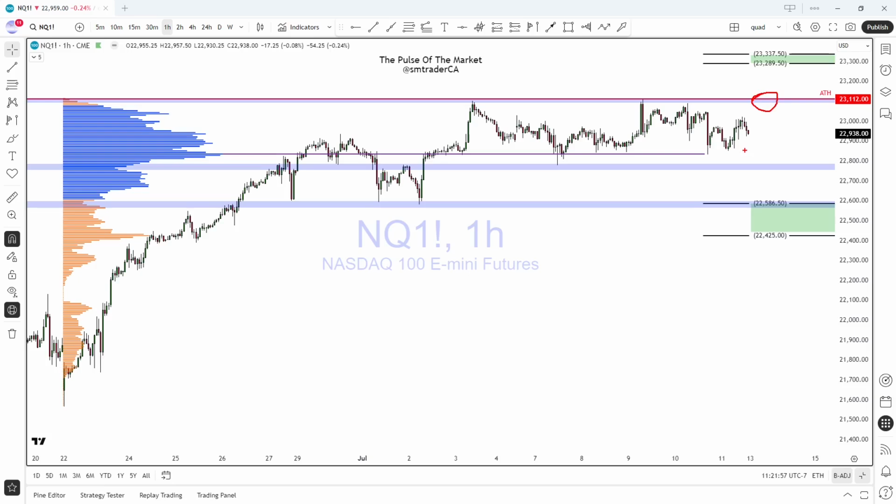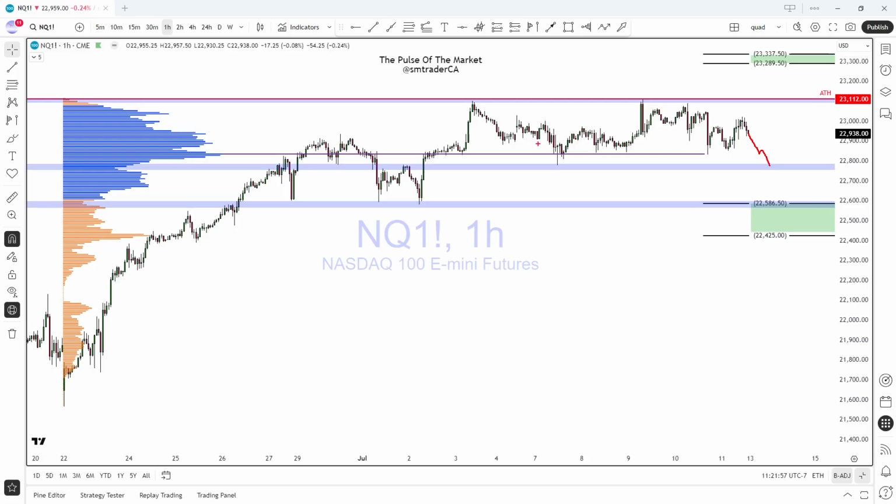Now, there are people who say you don't want to buy into an all-time high. Well, it all depends on context, right? Right now, it seems like the buyer is in control. And if we could take out the sellers up here at this all-time high, then definitely the buyer will try to get up to here. And we probably will see a bunch of aggressive sellers sitting at this 23,300 area.